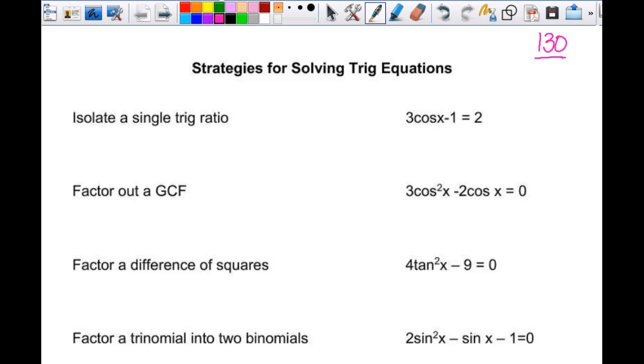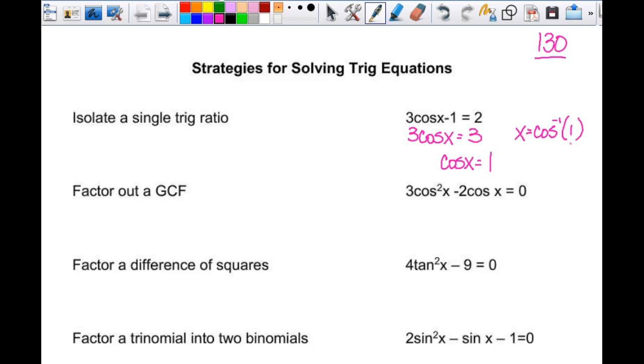Here we're trying to solve for x, but we have 3 times the cosine of x minus 1 equals 2. So we're just going to isolate the single trig ratio, which means that I need to add 1 to both sides. So I get 3 times the cosine of x equals 3. So cosine of x equals 1, right? So if the cosine of x equals 1, then x equals the cosine inverse of 1. Right? Isn't that how that works? Take the cosine inverse of both sides.